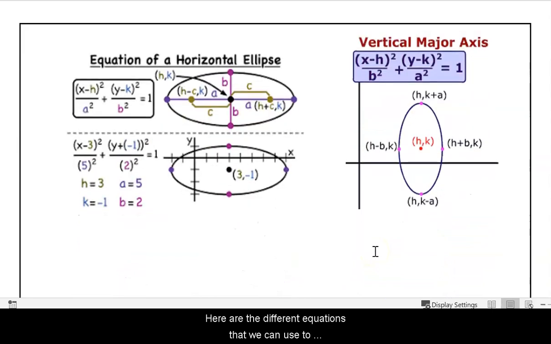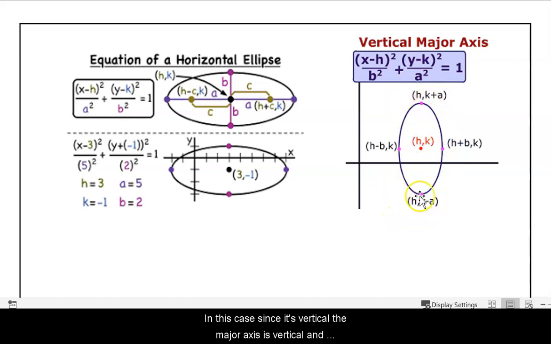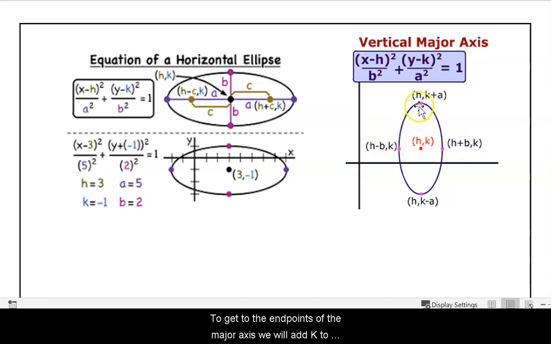Here are the different equations that we can use to represent an ellipse depending on whether it is horizontally oriented or vertically oriented. Remember that the center is always (h, k). In this case, since it's vertical, the major axis is vertical and the minor is horizontal. That means that to move along the minor axis, we will add b to the h coordinate and subtract b. To get to the endpoints of the major axis, we will add a to the k value, which is the y-coordinate of the center.